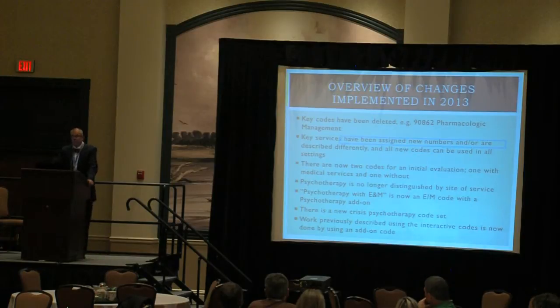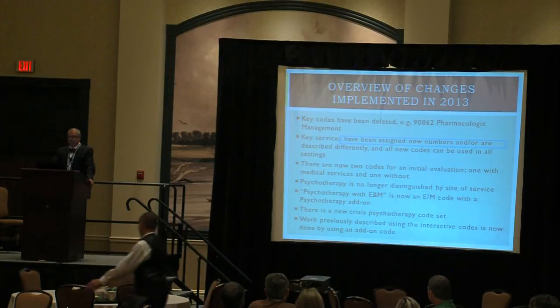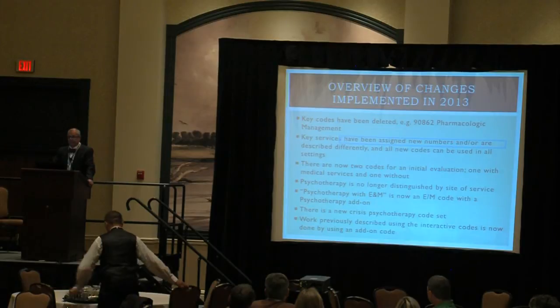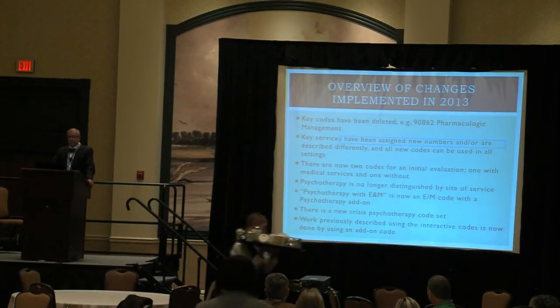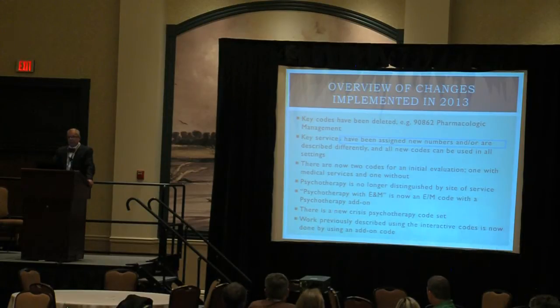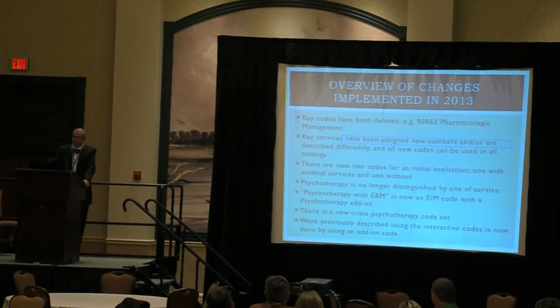Overview of the changes that were implemented January 2013. The highest volume code we did in general, 90862, medication services, pharmacological management, was deleted. It's gone. Other key services have new code numbers that are described differently. All the new codes can be used in all settings. There are now two codes for initial evaluation, one with medical services and one for evaluation without medical services. They were using the same evaluation code whether it was physician or non-physician, with medical services or not.